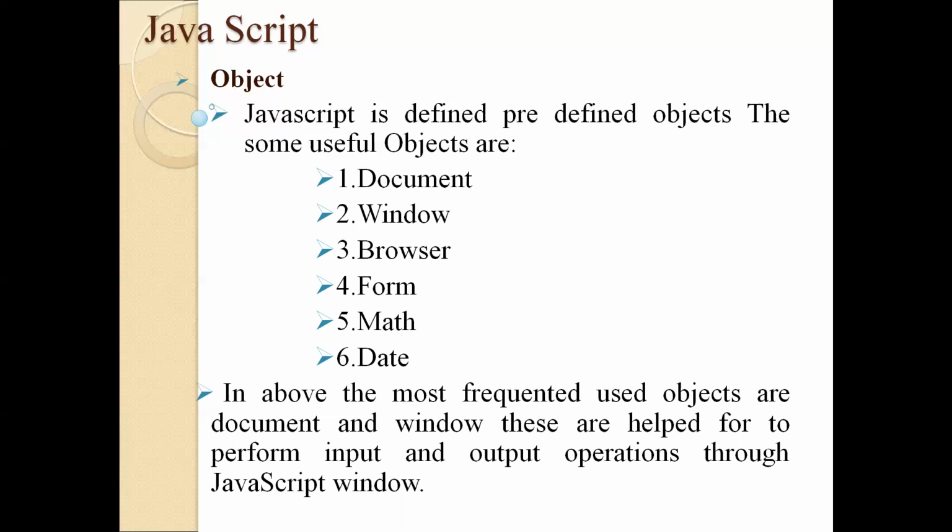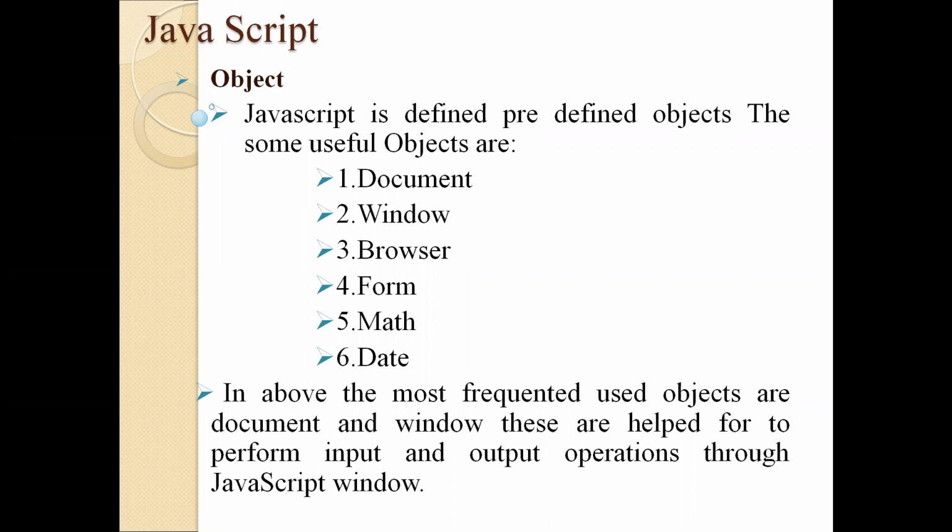Most probably we use document, and the next preference is for window, because most of the properties lie in document and these things input and output operations through JavaScript window. So document and window are the 2 objects which are very frequently used. We use these things in order to perform some input and output operations through JavaScript window.